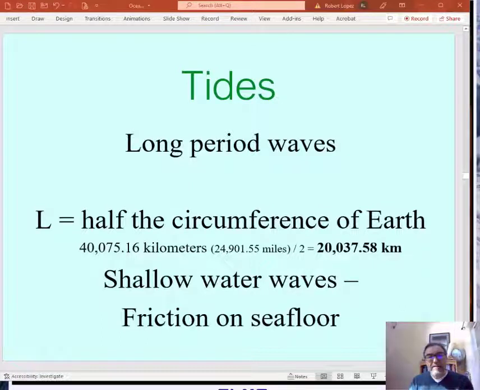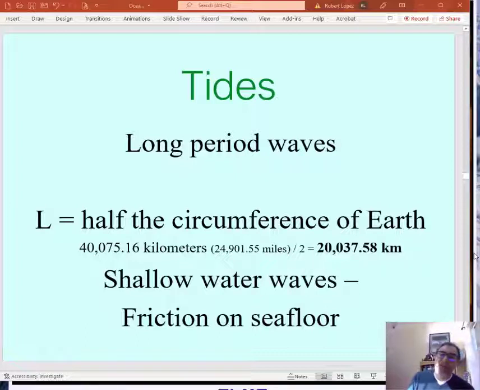So remember, the tides are also waves, but they're very long period waves. They range anywhere from 12 hours to 12 hours and 50 minutes per tide crest. Remember, the period is the time between successive tide crests. Because they're generated by, remember I talked about the disturbing force?